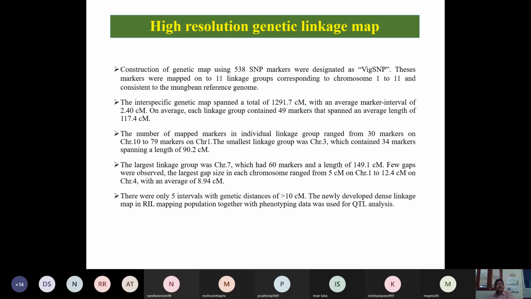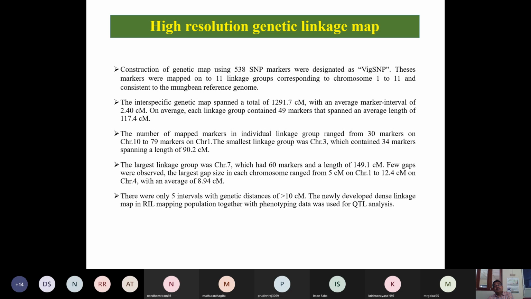Okay, so the next one: when you look at this map in detail, this genetic map has 538 final SNPs used. It has been named Vigna SNP. People give different names. For example, in rice they give RM, for example an SSR marker. Some people give a SNP name for a particular crop. In this case Vigna is the crop, so we gave it Vigna SNP. This is mapped on 11 linkage groups. So the interspecific genetic map scanned around.